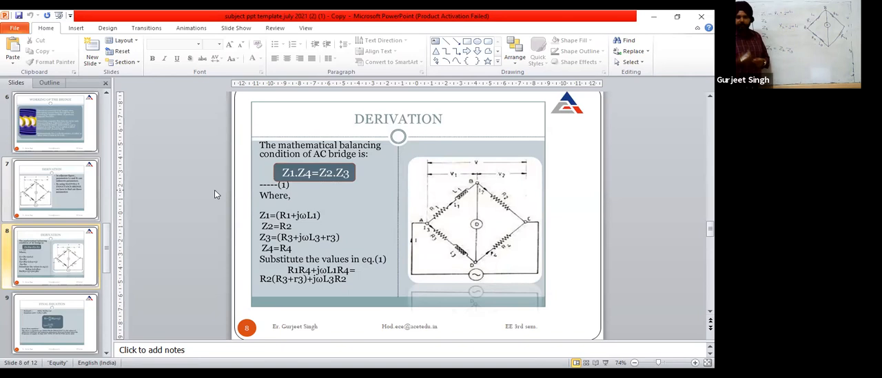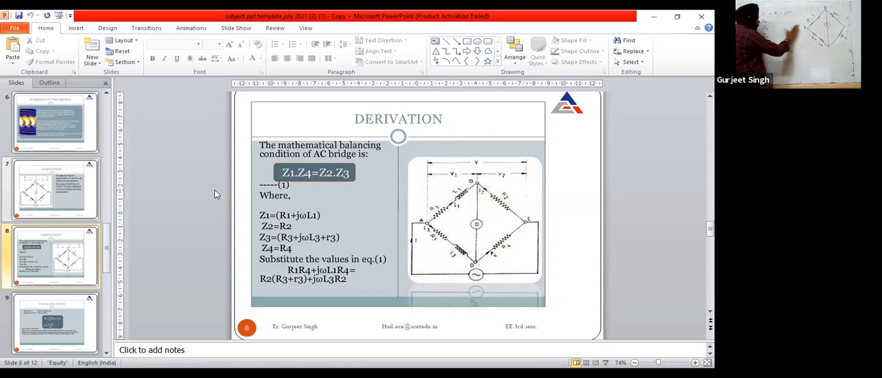What frequency we are using? Because here we have given the AC supply, so the AC supply is having some frequency. So this is J omega L1, where L1 is the inductance value. So XL is the inductive reactance. This one is the inductive reactance. It is J omega L1.